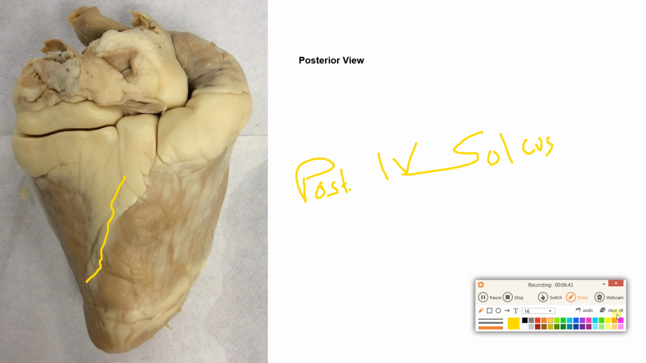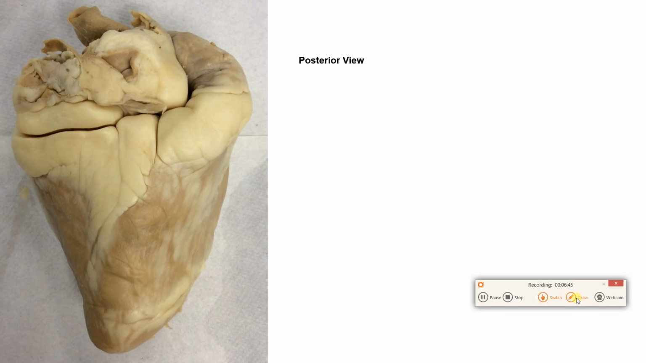All right, there's more stuff visible in this posterior view. Of course, there's the posterior interventricular sulcus, more vertical.